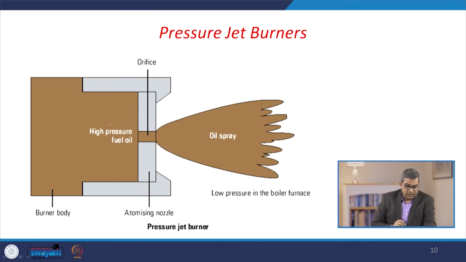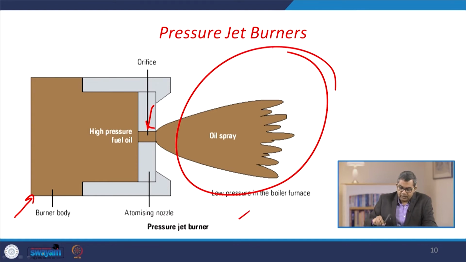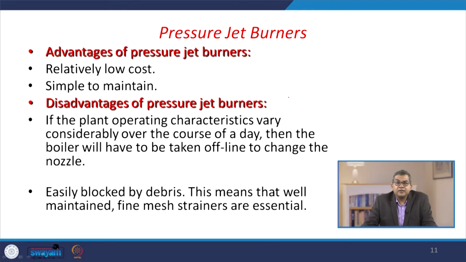Here you see the burner body. Here we have high pressure fuel oil, where the pressure is imparted maybe from some external source, and through this orifice the oil is sprayed into the boiler furnace, where this atomizing nozzle supplies the desired quantity of air or excess air to make this mixture a combustible mixture for firing within the boiler.